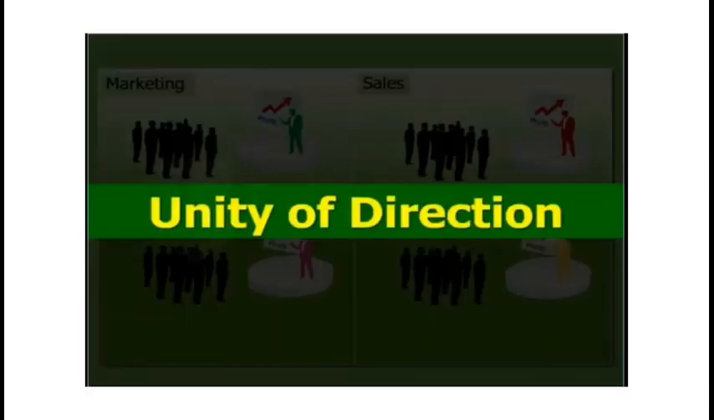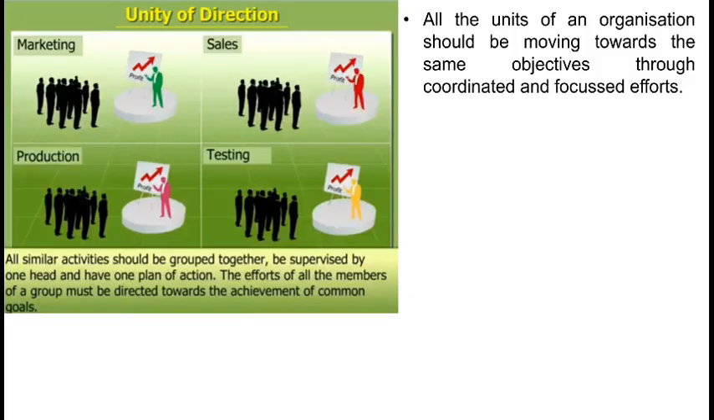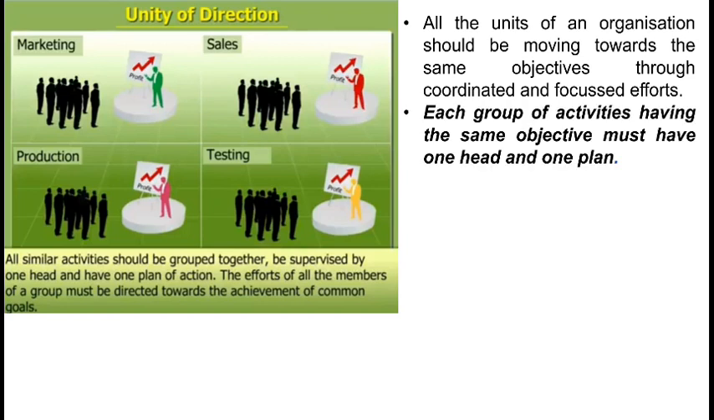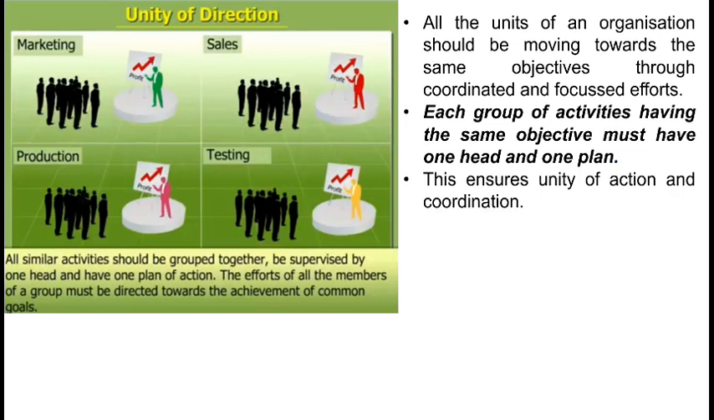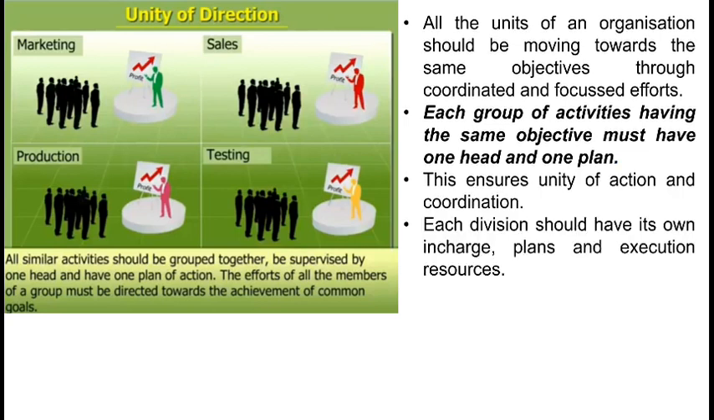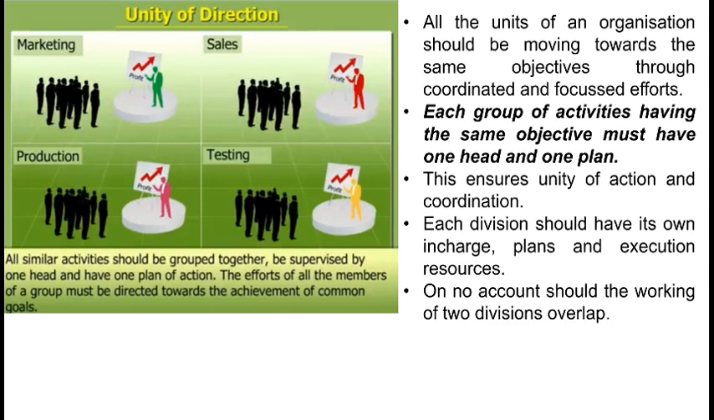Fifth principle, unity of direction. All the units of an organization should be moving toward the same objective through coordinated and focused efforts. Each group of activities having the same objective must have one head and one plan. This ensures unity of action and coordination. Each division should have its own in-charge, plans, and execution resources. On no account should the working of two divisions overlap.